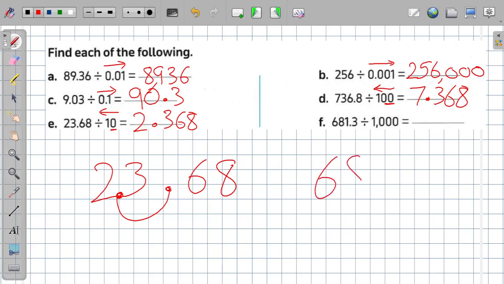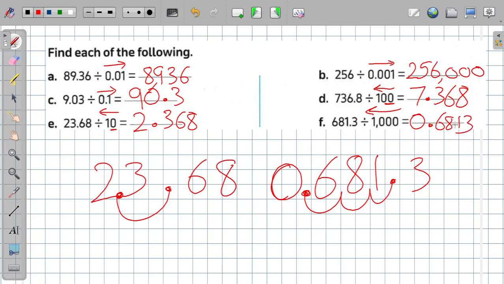Next, I have 681.3 and I want to divide it by 1000. So I will move the decimal point to the left. I have 3 places, so 1, 2, 3. So the decimal point will be right here. And where is the ones digit? So I will add a 0. So the result will be 0.6813.